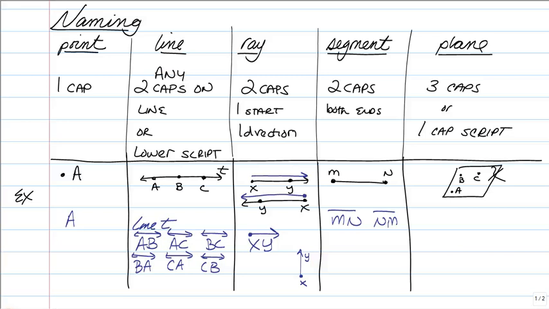And the last is a plane. A plane we name with 3 capital letters that are on that plane, so we can call this plane ABC. We could also call it BCA, BAC, any order. And the other way is to just call it by the capital scripted letter, so plane X. All right, so that should help you out with how we name certain things.